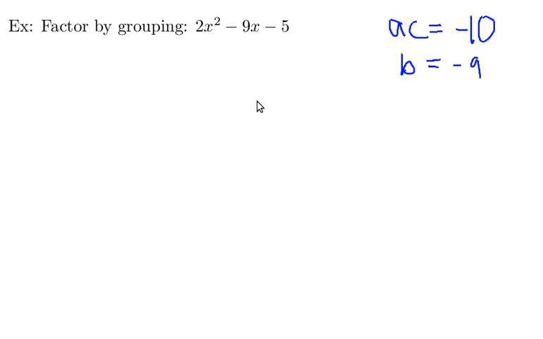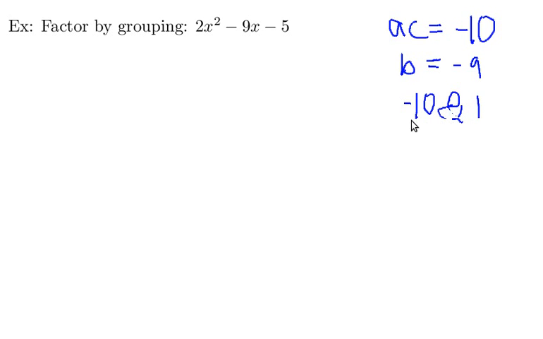So, now we need to find two numbers that when you multiply them together make negative 10, and when you add them make negative 9. So, I can kind of see, and hopefully you can too, but if not, then, well, that's that. That'll be negative 10 and positive 1.